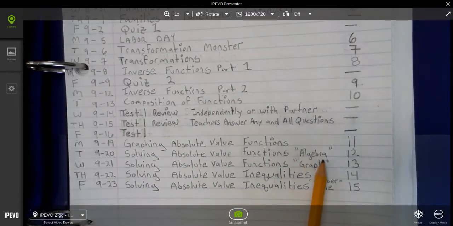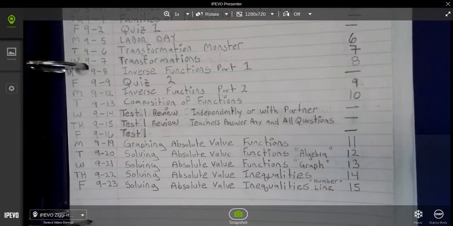In today's video, Tuesday, September 20th, we're solving absolute value functions algebraically, and that's on page 12. So pause and update your table of contents. Now that your table of contents is updated, let's move on to page 12 and look at our notes.